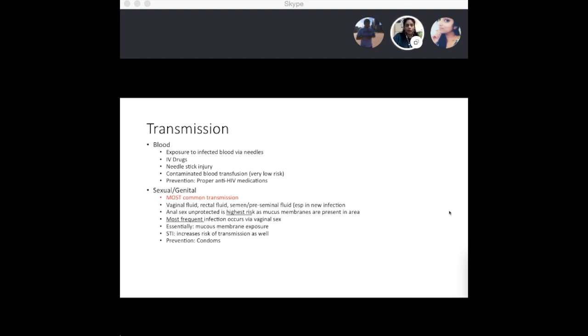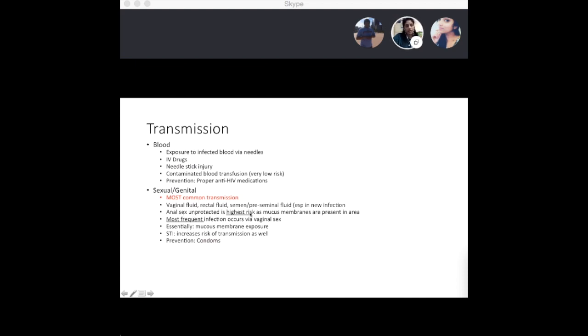The next type of bodily fluid exposure would be sexual or genital. It is the most common type of transmission, and we're thinking vaginal fluid, rectal fluid, semen and pre-seminal fluid. In new infection, these fluids are highly infectious. So that is also why it's the most common mode of transmission.